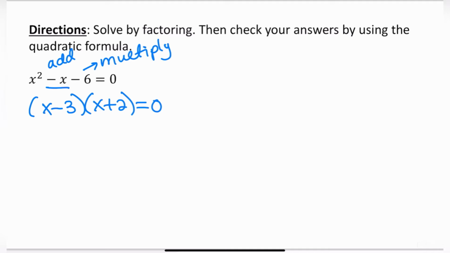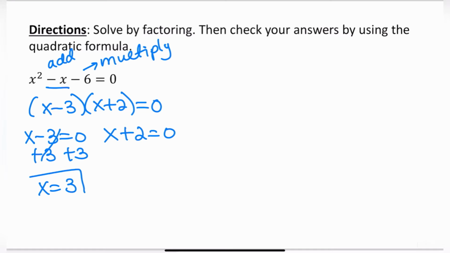So when I solve this, I have what's called the zero product property, meaning if you multiply any number by 0, it's going to give me 0. So I'm going to take each factor and I'm going to set it equal to 0. So that means x minus 3 equals 0, x plus 2 equals 0. Let's go ahead and add 3. So I get x is equal to 3. That's one of my answers. And then if I subtract 2, I get x is equal to negative 2.